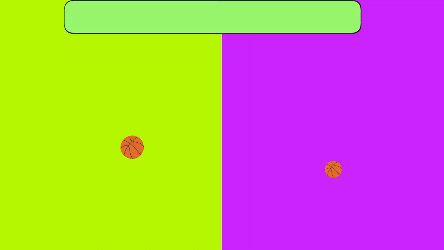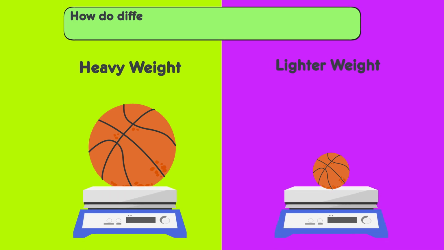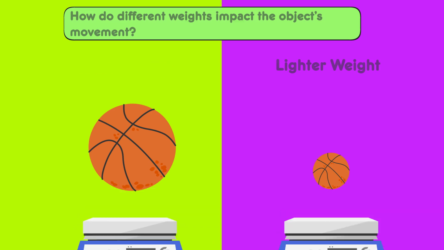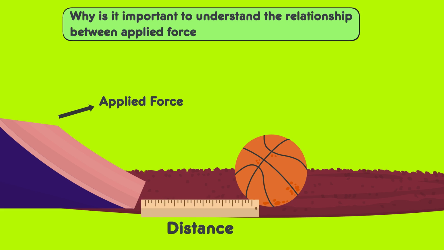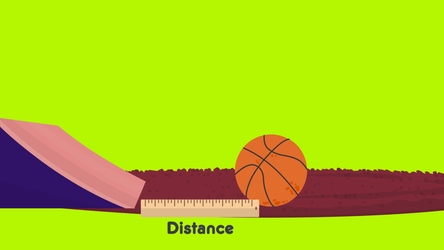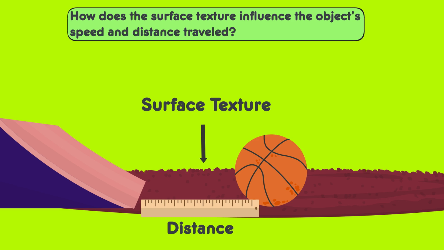If we think it's answer choice A, how does the type of object affect the speed and distance traveled? What insights does this provide about material and shape? For answer choice B, how do different weights impact the object's movement? What does this tell us about the dynamics of force and motion? For answer choice C, why is it important to understand the relationship between applied force and distance traveled? How does this measurement illustrate that relationship? Answer choice D, how does the surface texture influence the object's speed and distance traveled? What does this tell us about the dynamics of friction? So go ahead and engage with the concept.